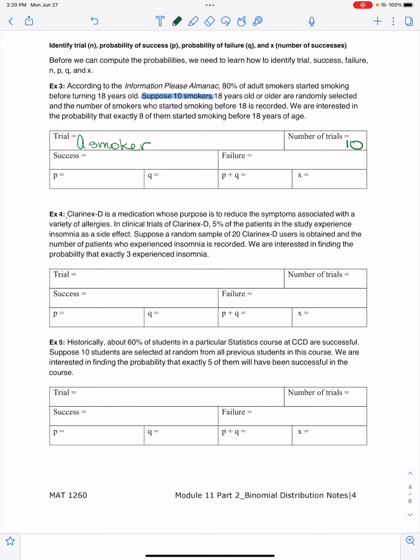Okay. So we've randomly selected here, and the number of smokers who started smoking before 18 is recorded. So that's our success. Started smoking before 18. A failure then would be started after 18.